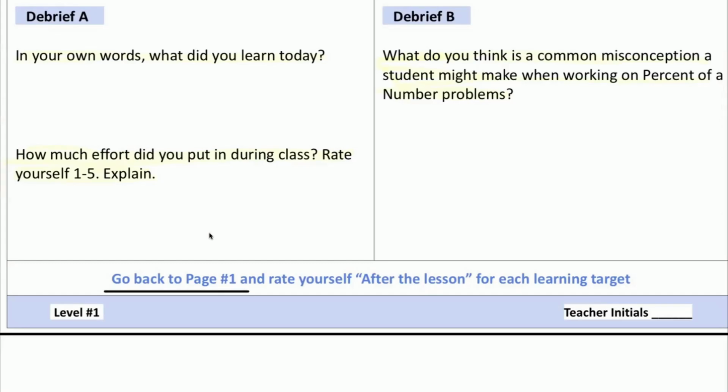and rate yourself on our learning targets next to after the lesson. At the beginning of today's lesson, we rated ourselves. Now that we've had some more practice, go ahead and rate your confidence 1 through 5. Once you finish page 6, rate yourself on our learning targets on page 1, get your teacher's initials to get additional feedback.